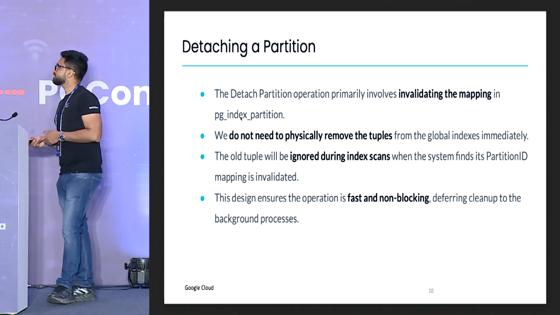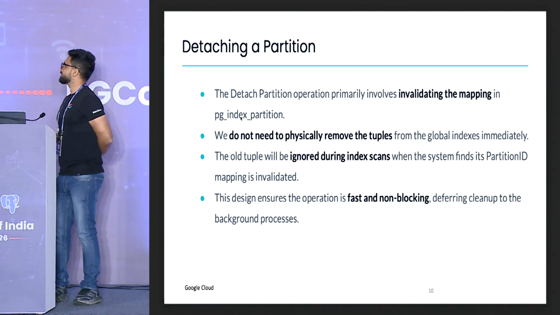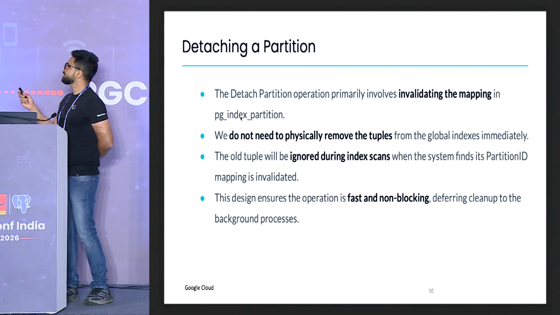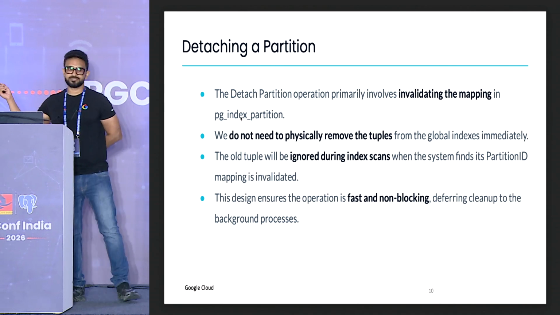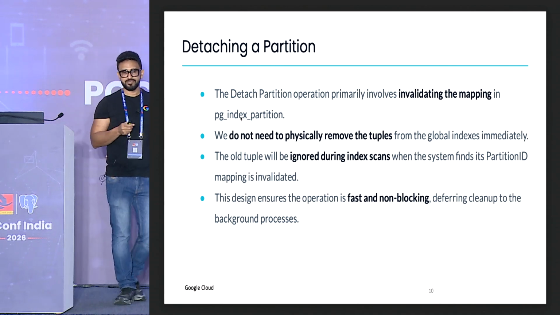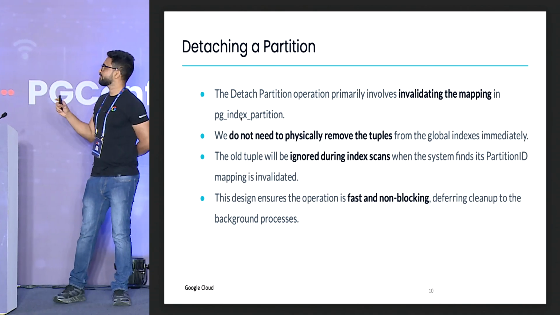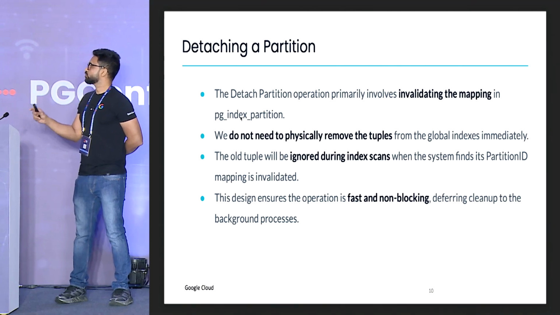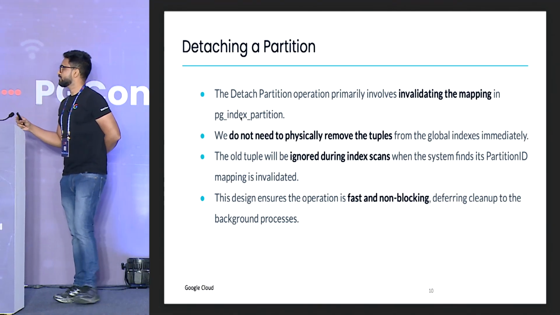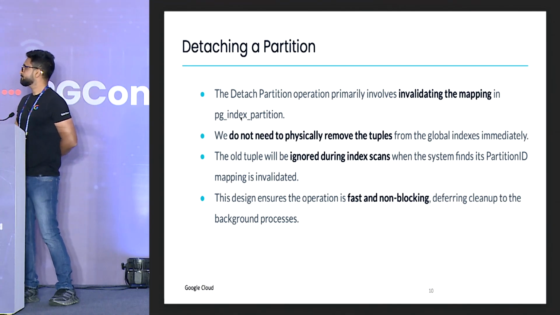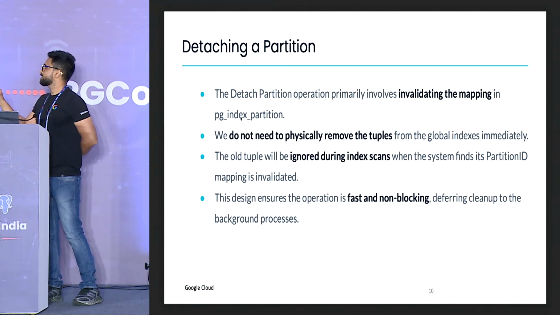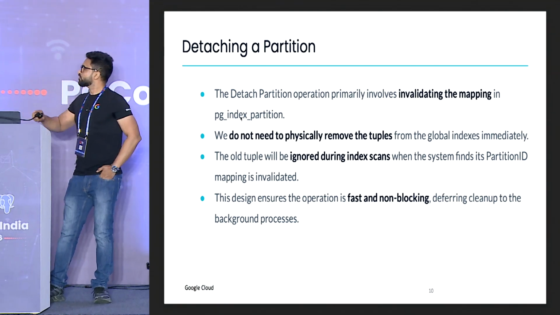Detaching a partition is pretty simple. You just need to invalidate the mapping in the PG index partition table, which is a catalog. We are keeping a mapping from the relation ID to partition ID for locating. We can just invalidate that mapping. And we don't need to do anything else.